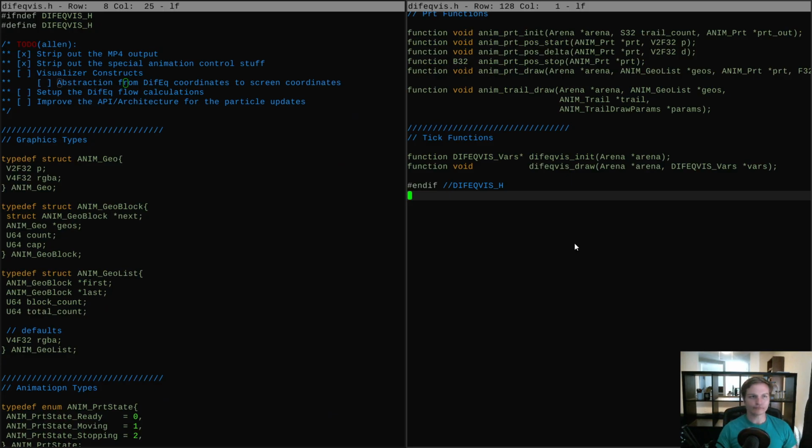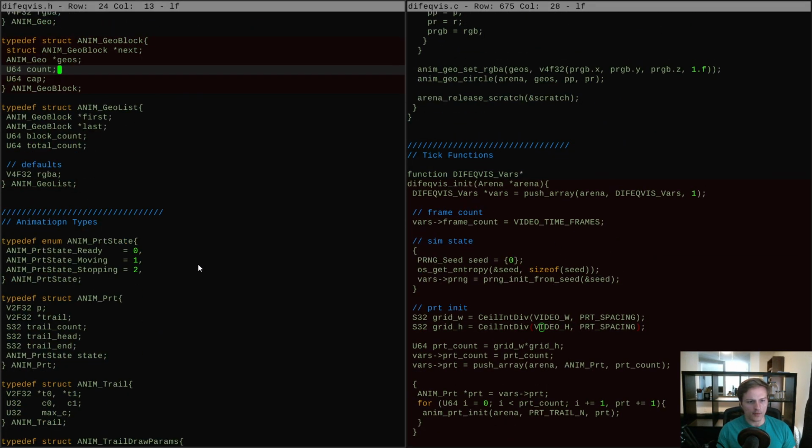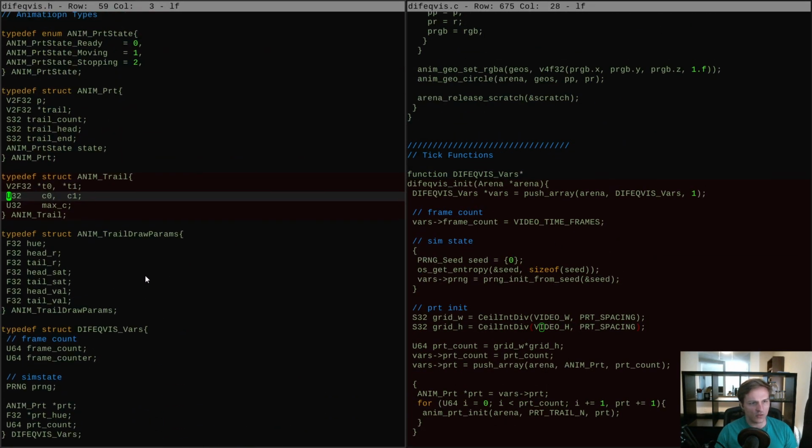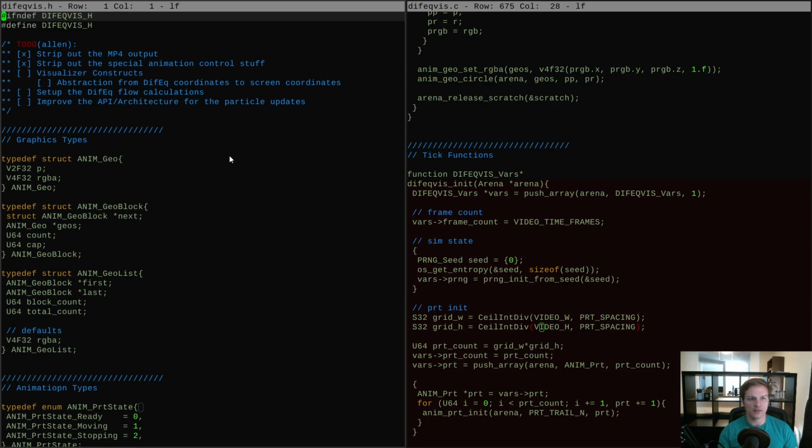So let's think a little bit about how I can achieve that. Right now, this is where we start running into things where the way the particles work is a little bit funny. The particles do several things. They keep track of their current p-value, they keep track of the trail, and they keep track of a state. I think there's some other things I want to change too.